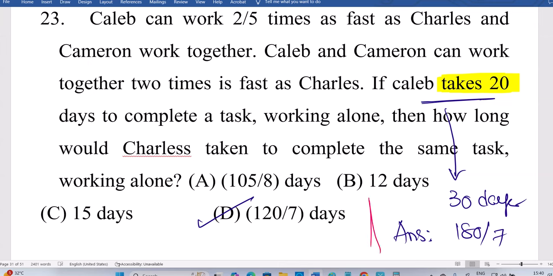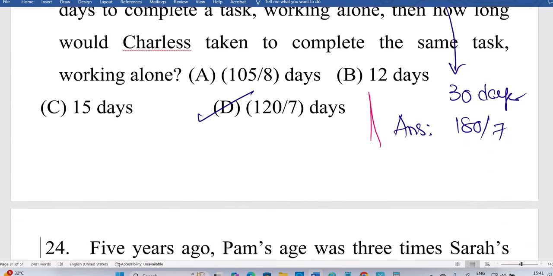Right. Now let's see. Caleb will take 20 days to complete a task alone working. In the question, Caleb and Cameron together work 2 times as fast as Charles. Caleb can work 2 by 5 times as fast as Charles and Cameron working together. Okay. Now see this question.